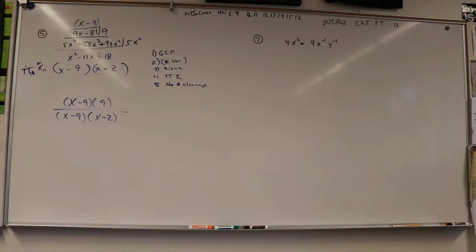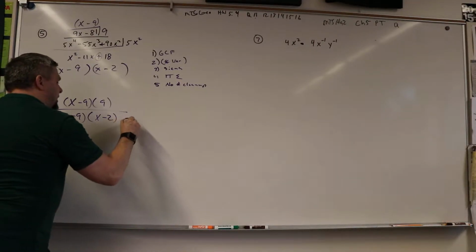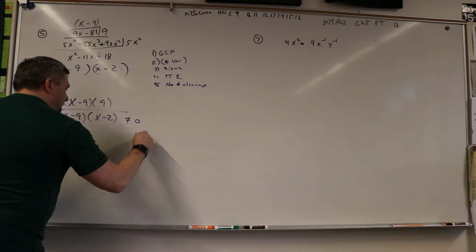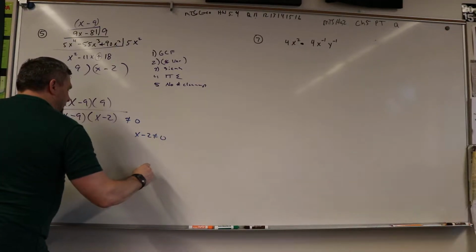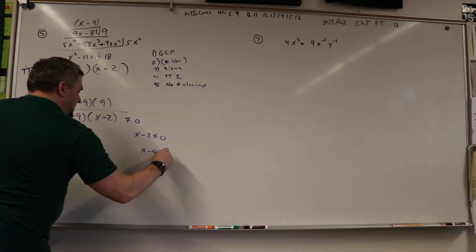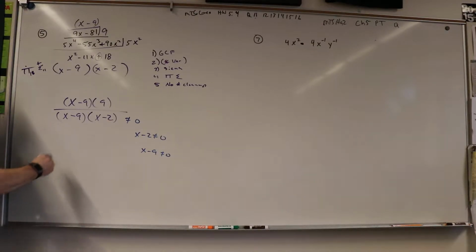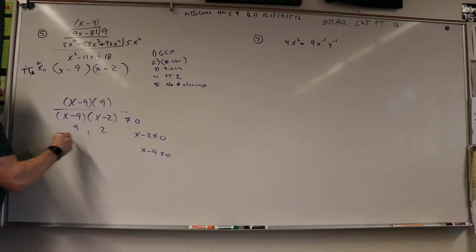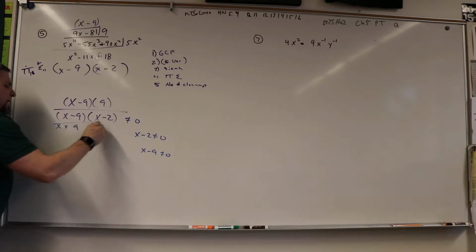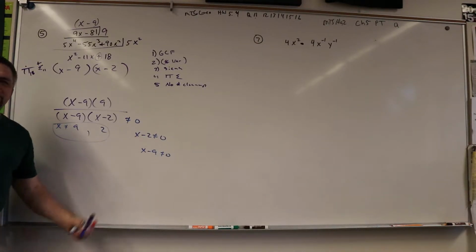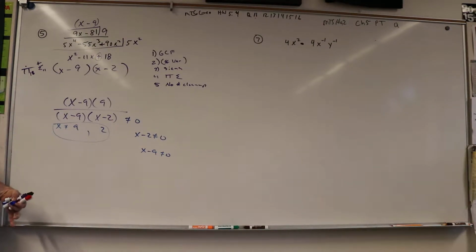And so now I need to go, okay, the bottom cannot be 0. Which means x minus 2 cannot be 0 and x minus 9 cannot be 0. At this point, you should be able to look at this and go 9 and 2. I mean, this should be automatic at this point. You know you're going to add 2 to both sides. It's always going to be the opposite.